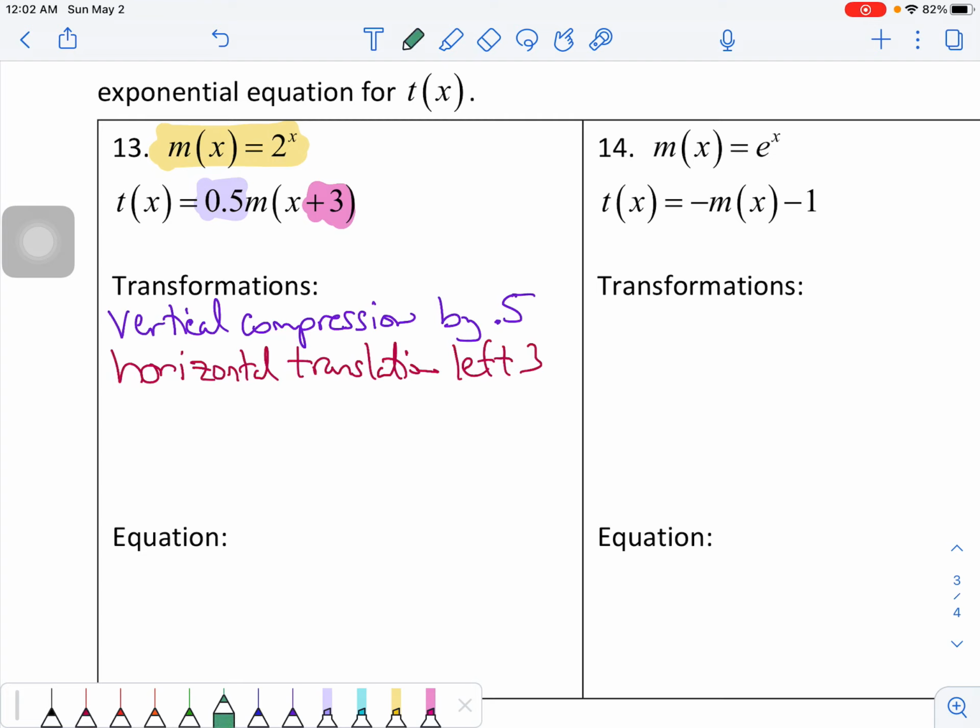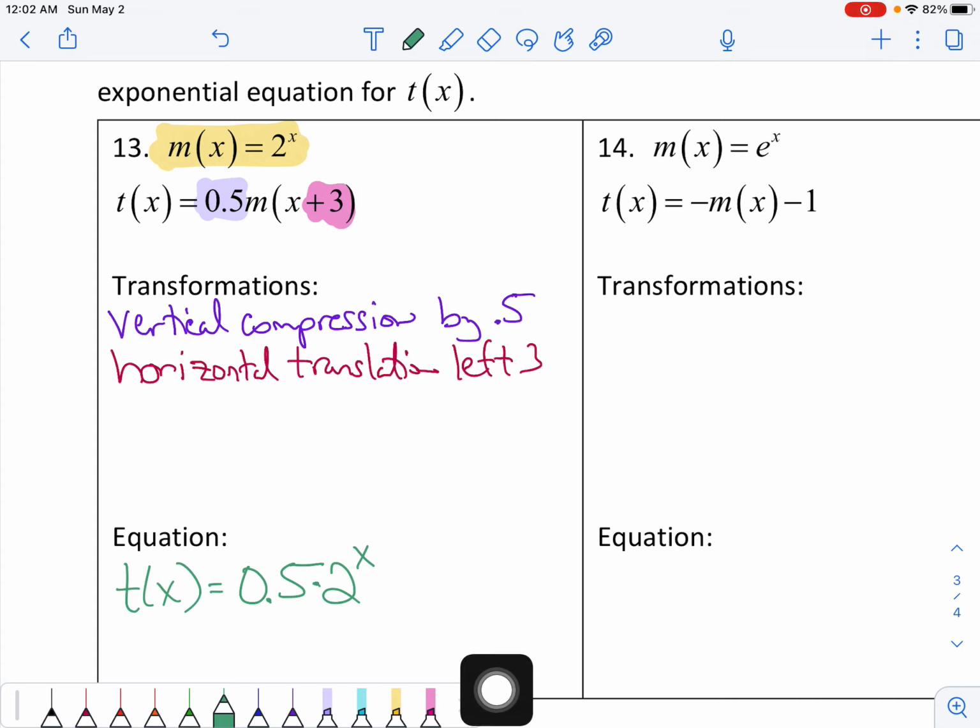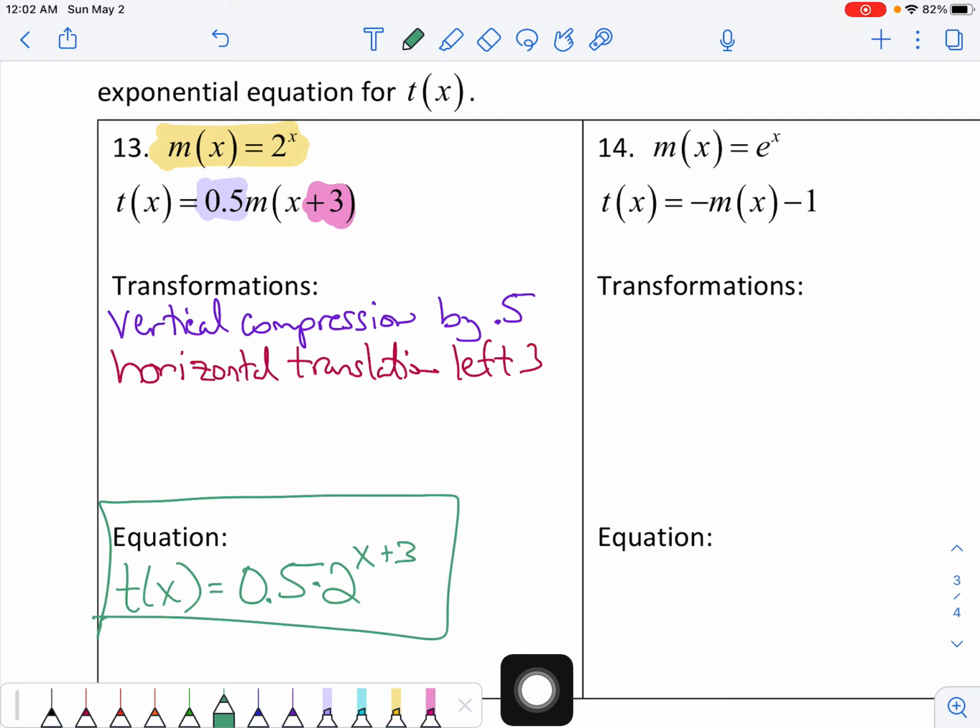Now we want to rewrite this and not use the m of x notation, but actually use 2 to the x. So our equation here is going to be t of x is equal to 0.5. Now, where I would have m of x here, I want to use 2 to the x. So 2 to the x, that's going to be times. But keep in mind, we're adding 3 to x. So up here in the exponent position, I want to put a plus 3. All right, so we've got 0.5 times the whole function, and then the argument with x had the addition of 3 put in there. So there's my little equation, and there are my two transformations.